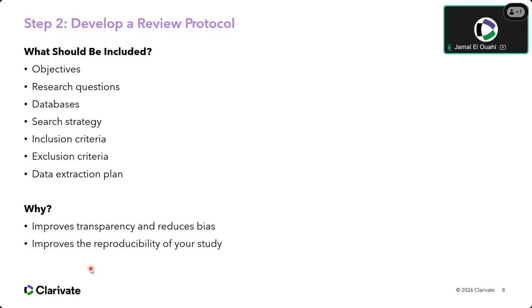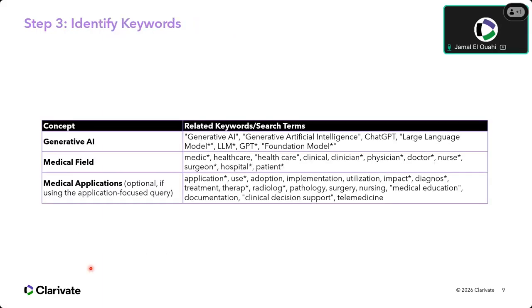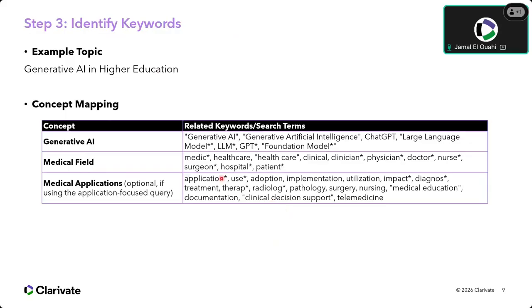So back to my previous research question, in this third step, I worked a little bit on identifying keywords. My example here is generative AI in the medical field or in higher education, the concept mapping. I looked at the concepts: generative AI, medical field, medical application. This is where LLMs, or large language models, can help. They can be very helpful in providing synonyms or important keywords. And that's very important because you need to think of synonyms before searching, right?